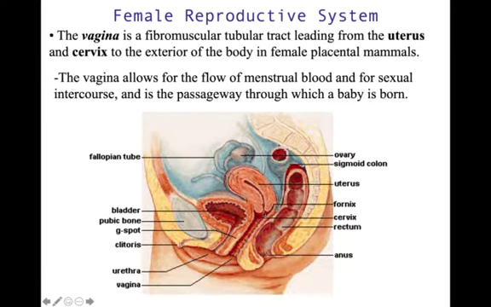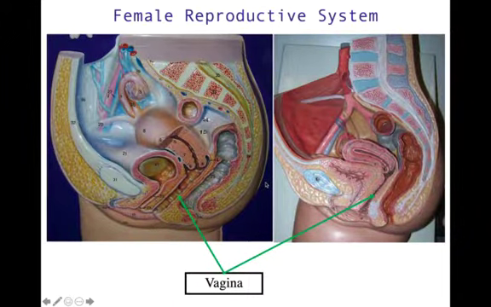And then it's also what? Well, it's also the passageway of menstrual blood flow. So number one, it's used during intercourse; it receives the penis during intercourse. Number two, it's a passageway for the baby, the birth canal. It's also a passageway for menstrual blood flow. So we go to two models here. Here you can see the vagina on this model, and then you can see the vagina here on this model.